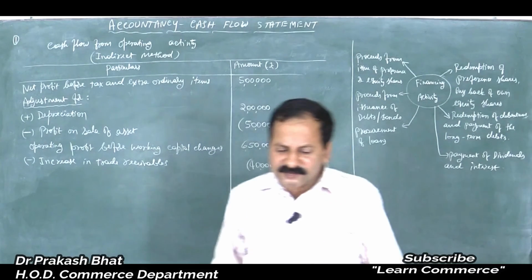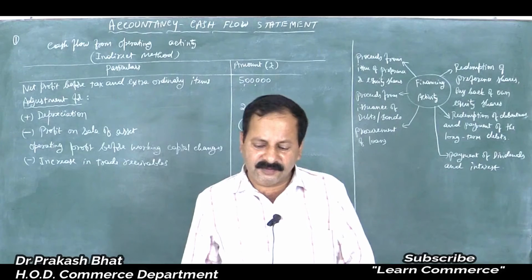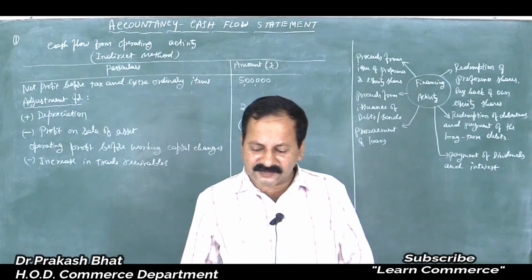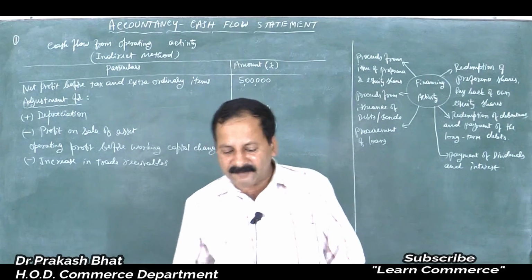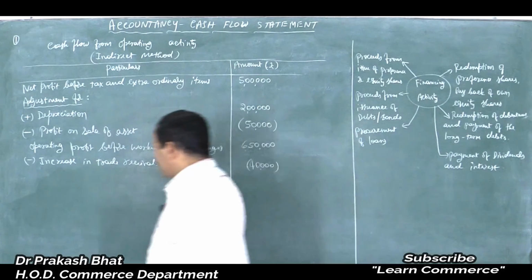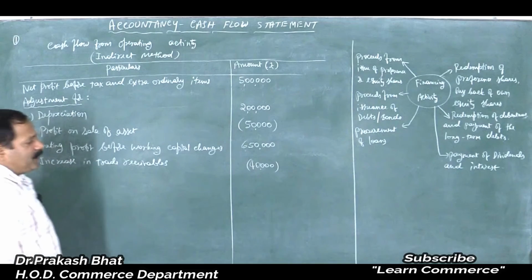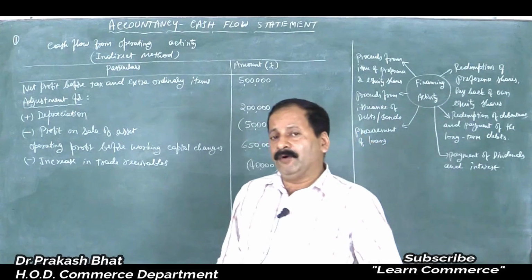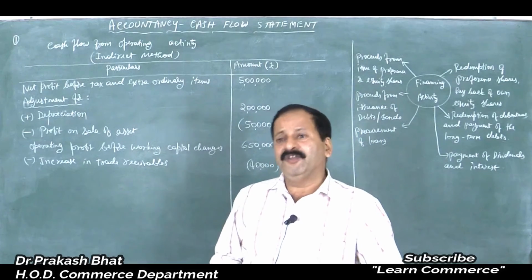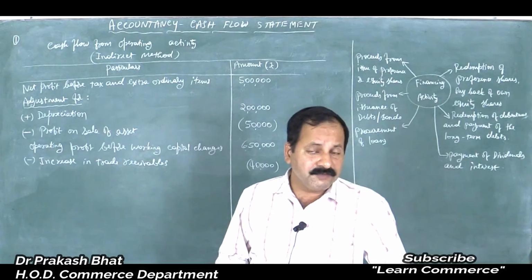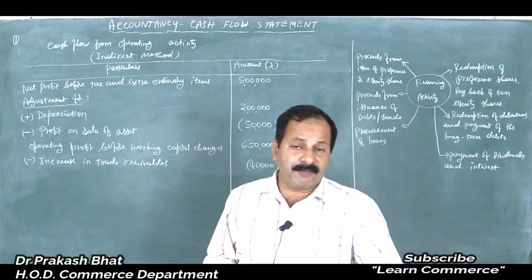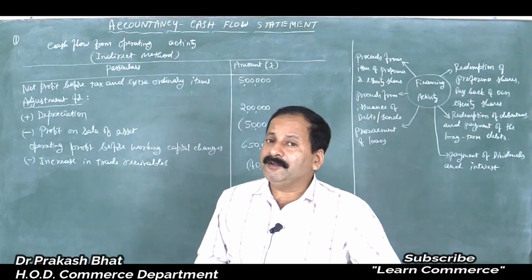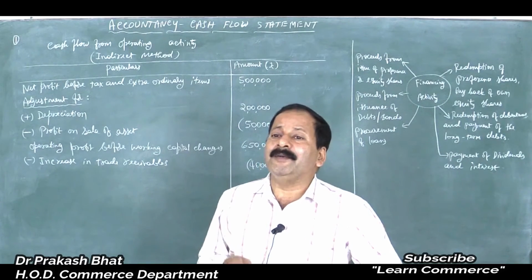Then increase in trade payables. The next part is increase in trade payables. Trade payables also increased by rupees 60,000, right? Trade receivable is the amount that is receivable from the debtors and bills receivable, so it is an asset. But trade payable is a liability. Decrease in a liability is a profit to us. Increase in a liability is a loss to us.